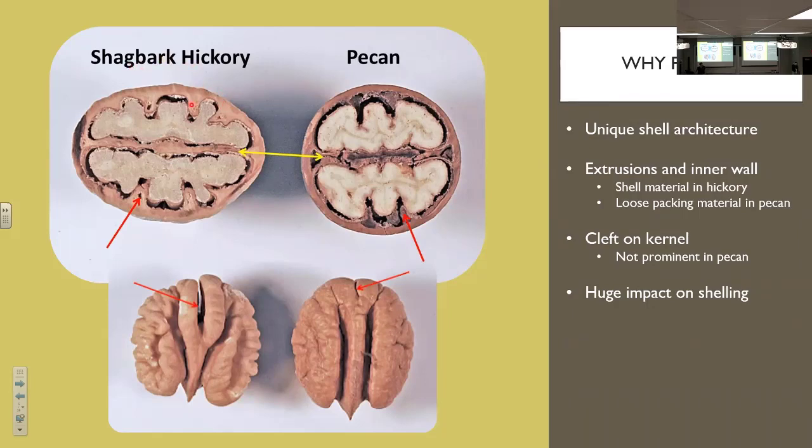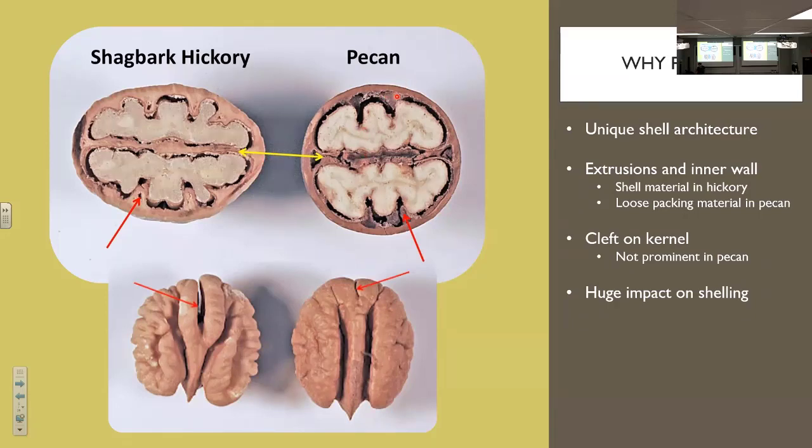the shell architecture. As you see here where these arrows are pointing, these extrusions of the shell that come in the grooves of the kernel, as well as this middle plate that separates the two kernel halves, are a direct extension of that hard woody shell material. Combine that with the deep cleft that you see in the morphology of the kernel, and it really traps the kernels in the shell and makes it hard to quickly extract them. Whereas we don't really see that in pecan.